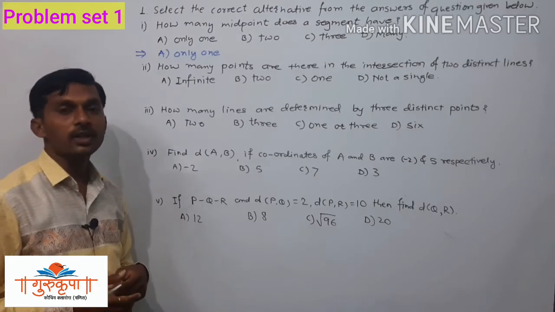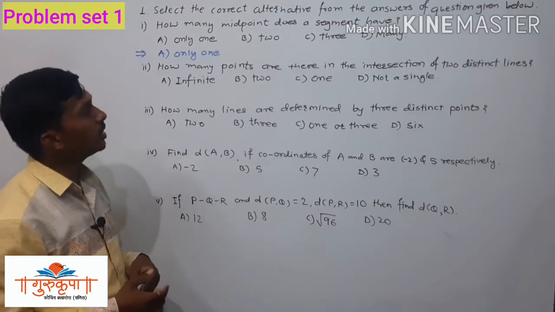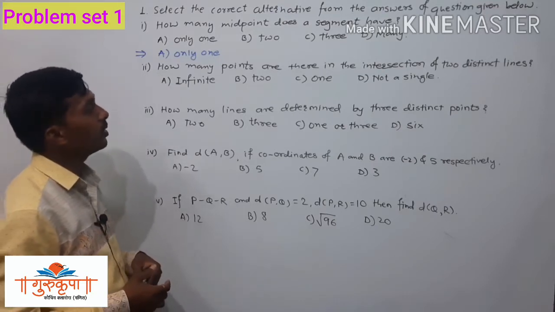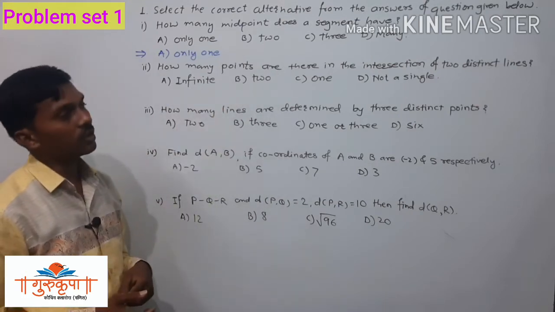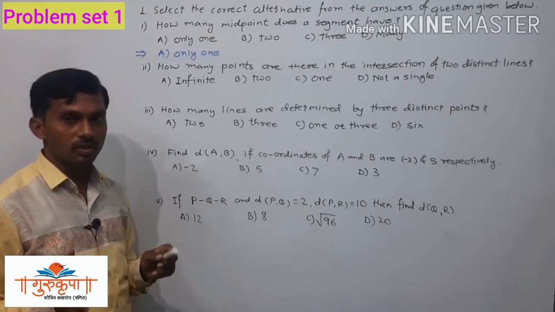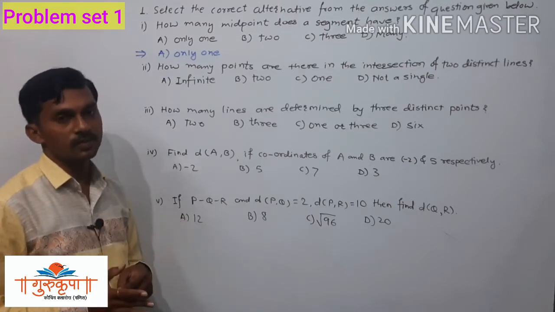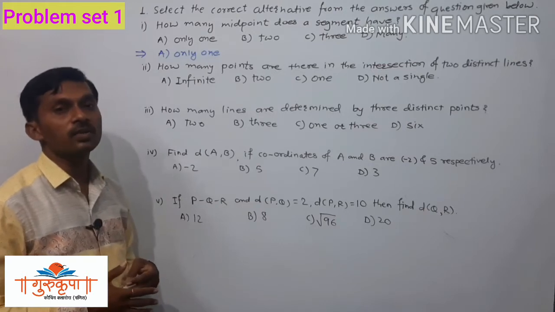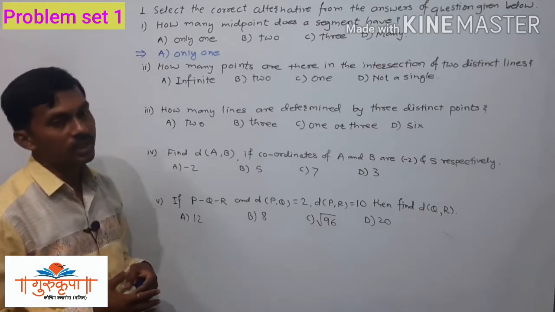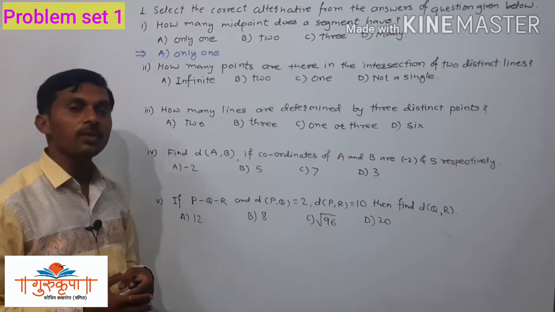Then we have the second example: how many points are there in the intersection of two distinct lines? If two distinct lines intersect each other, then how many points are there in the intersection? Intersection means the set of the common elements. If two lines intersect each other, then how many elements are common between the two lines? And the answer is one and only one point.